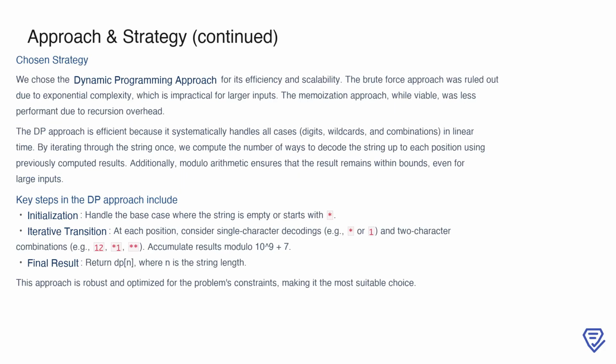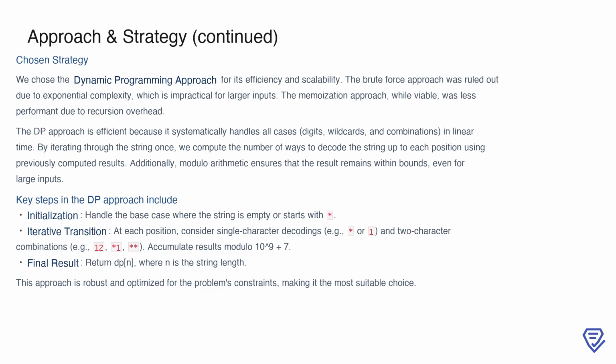After evaluating these methods, we selected the dynamic programming approach for its efficiency and scalability. The brute force approach was eliminated because of its exponential complexity, which is unsuitable for larger inputs. Although memoization is a valid alternative, its reliance on recursion adds unnecessary overhead, making it less performant in practice. Dynamic programming stands out because it systematically handles all cases, including digits, wildcards, and combinations, in linear time. By iterating through the string once, we compute the number of decoding ways at each position using previously stored results. This ensures that the solution is both fast and memory efficient.